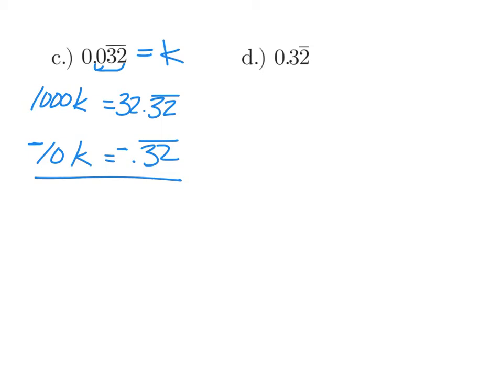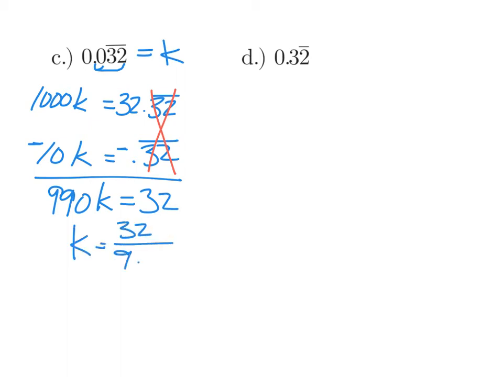1,000k minus 10k is 990 k's. And when I subtract on the right-hand side, then these repeating parts cancel each other out. And I'm just left with 32. That means to solve the equation, k is going to be 32 over 990. We'll finish this up by simplifying the fraction. Both of them are even, so I'll divide by 2 and get 16 over 495. And there's our fraction.